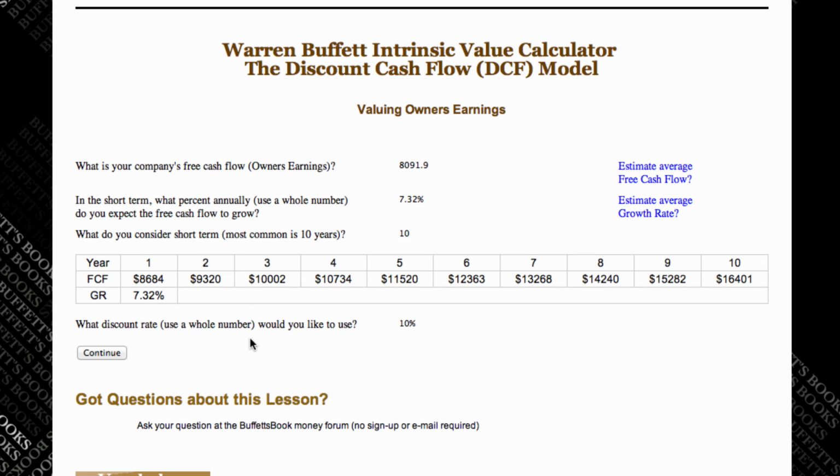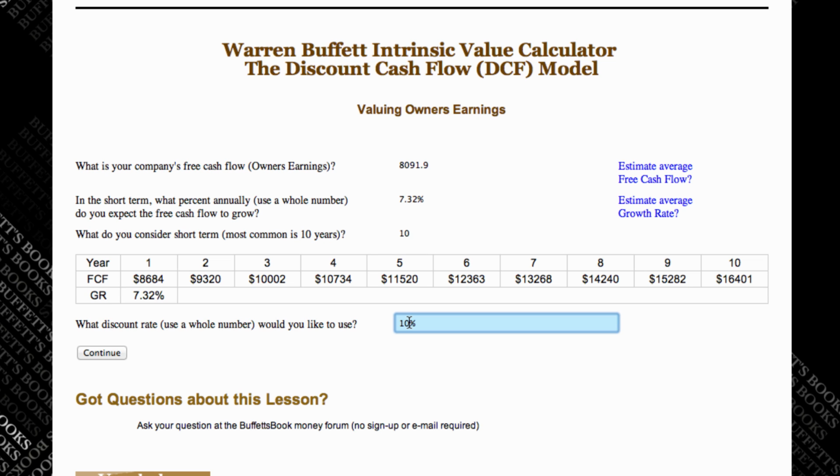So when we do that, what you see is we have a little chart that populates here onto the screen, and you can see how the owner's earnings or the free cash flow is growing by 7.32% each and every year for 10 years into the future. So in 10 years from now, we would estimate that the free cash flow would be around $16 billion, and currently it's $8 billion. Now, the next question that we have here is what discount rate do you want to use in order to discount these future cash flows?